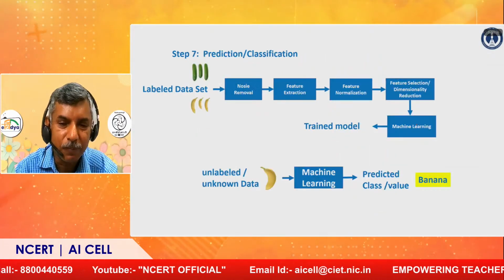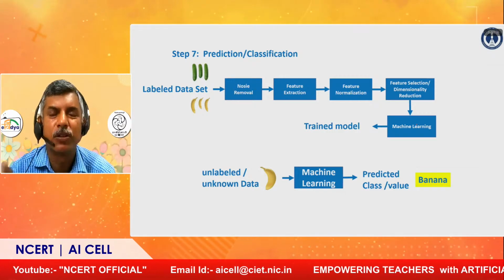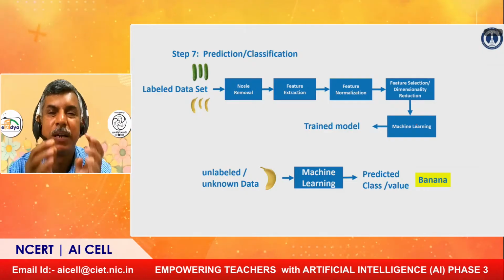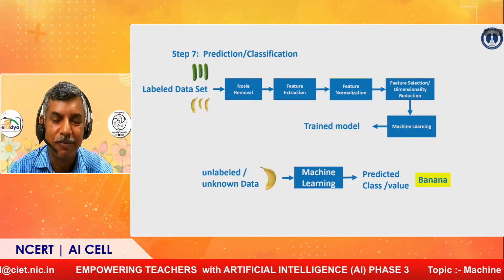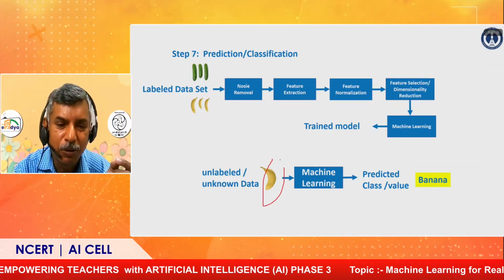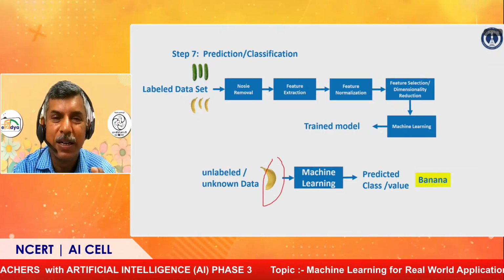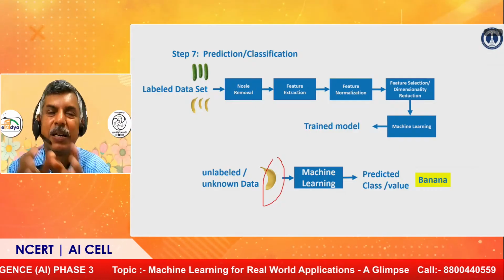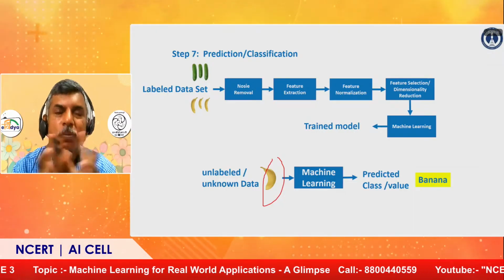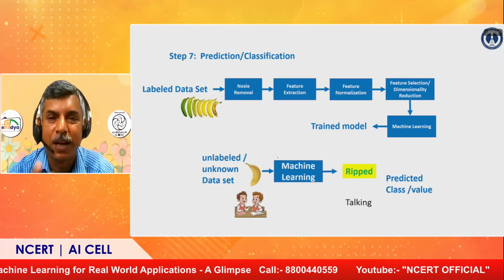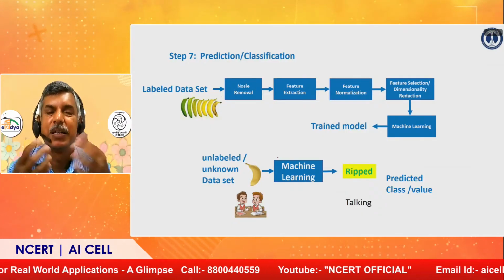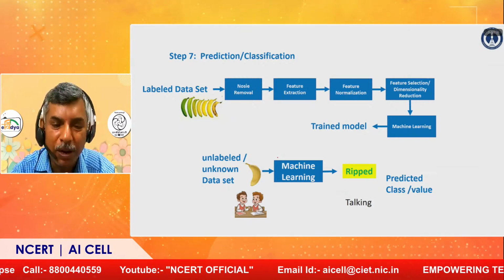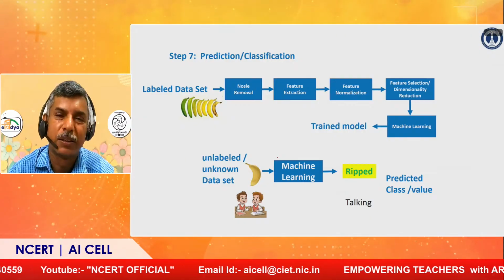So now, once the training part is over, what we will do is, we have labeled data, we know the labeled data, and give it to the machine learning to learn. Once it has learned, whenever you show a banana, it will say it is a banana. And suppose the machine learning is trained for predicting whether it's ripe or not ripe, when you show a ripe banana, machine learning will say it is a ripe banana. Suppose you show an image of students laughing, the machine learning will say that students are laughing. If you show an image where the students are talking, machine learning will say the students are talking.